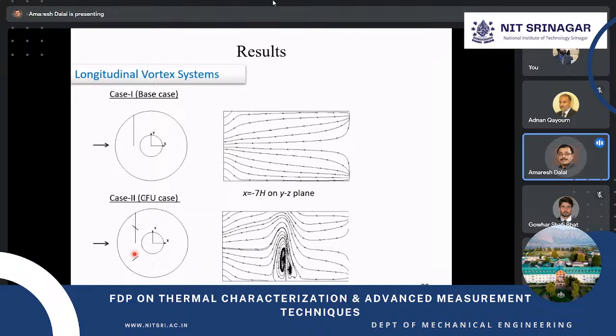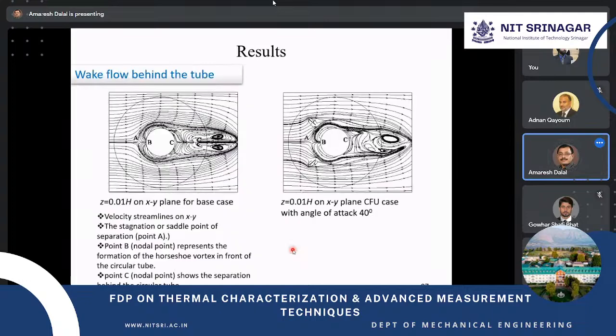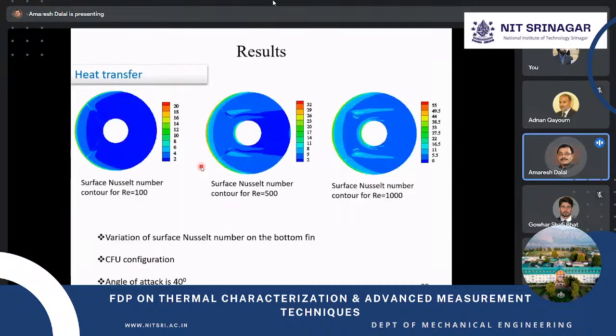Now you can see the longitudinal vortices formation. Here we have taken the cross section where this winglet is. As there is no winglet, you can see there is no longitudinal vortices. Here, as the winglet is there, you can see the presence of longitudinal vortices. And now you can see the wake behind the tube. This is the time average streamline, and these are the surface Nusselt numbers, and as the Reynolds number increases, you can see how the heat transfer is taking place.